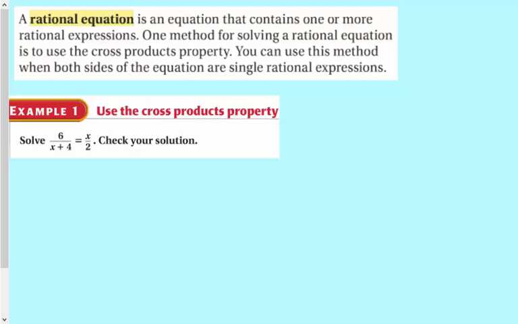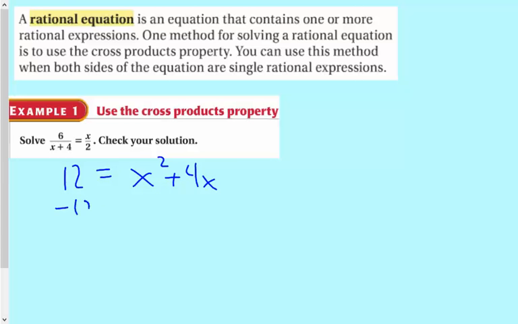All right, the first problem that we're going to solve here is the cross product. If we have a fraction equals a fraction, or a rational expression equals a rational expression, you can just cross multiply. Very similar to a proportion. So 6 times 2 is 12, and then x times x plus 4 is x squared plus 4x. You're going to want to use the distributive property there.